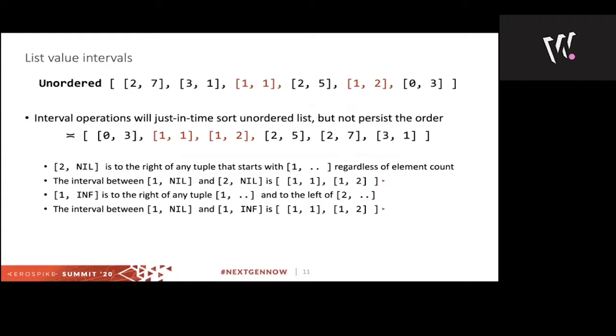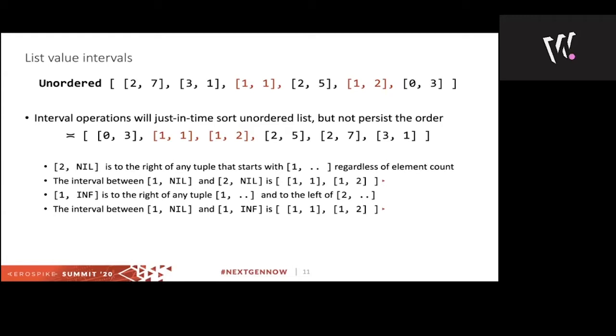So 2 and nil. Okay, if we have the tuple 2, nil, it's going to be to the right of anything that starts with 1, regardless of the element count. So you can see how 2, nil is going to be to the right of 1, 2, but to the left of 2, 5. And the interval between 1, nil and 2, nil is going to be basically 1, 1 and 1, 2.